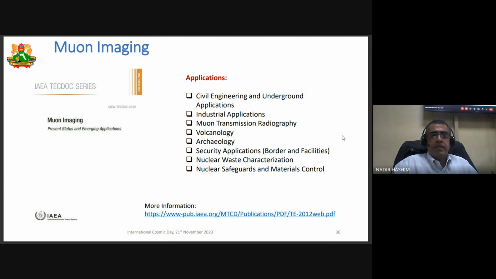Yesterday, we had a very interesting seminar on muon tomography by an expert from France. These are some of the applications you can find in muon physics. I've done a screenshot of an IAEA technical document from 2012 on muon imaging. It describes all these applications, including the theoretical framework. So if you're interested, you can read more about these applications.